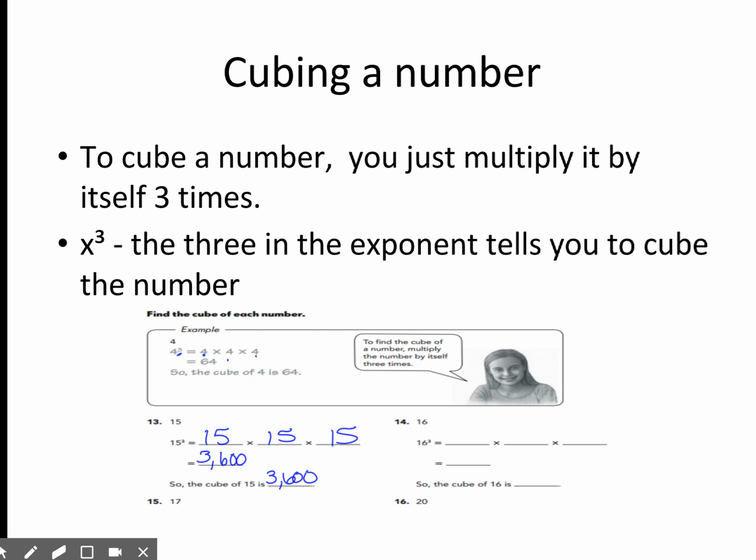In number 14, we want to cube 16. So I'm multiplying it by itself 3 times. 16 times 16 times 16 equals 4,096. You can do the same with any number. All you have to do is multiply by itself 3 times. I suggest you try number 17 and number 20 on your own.